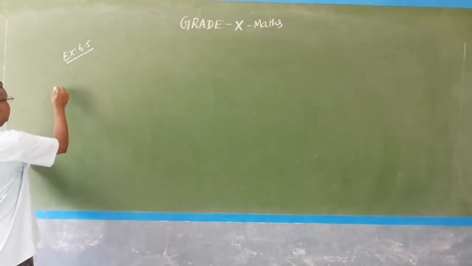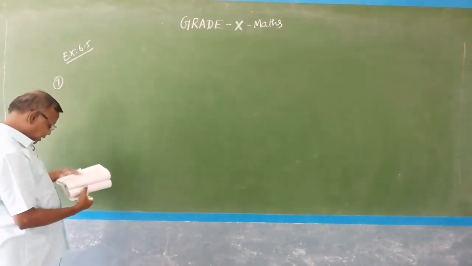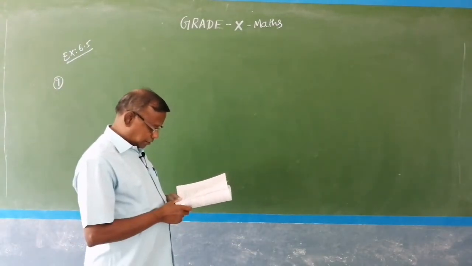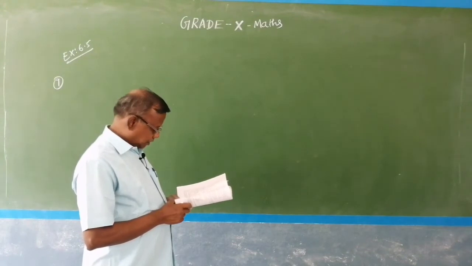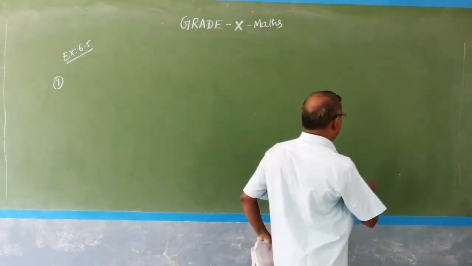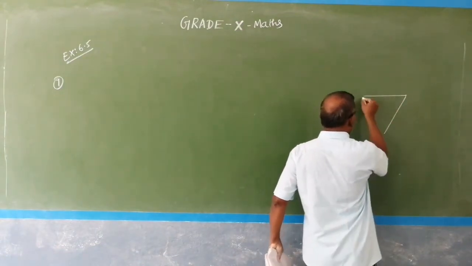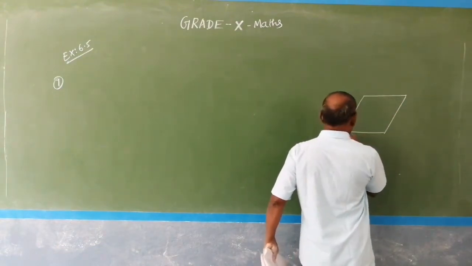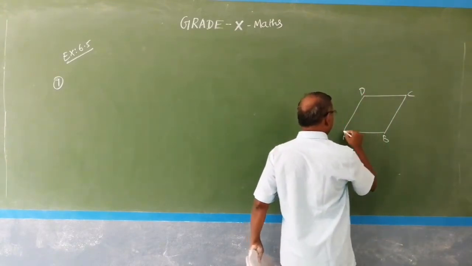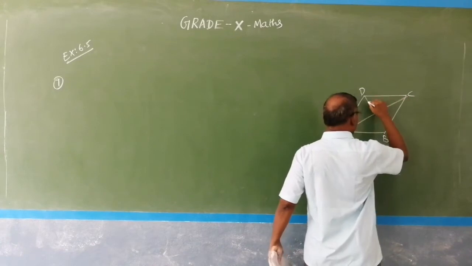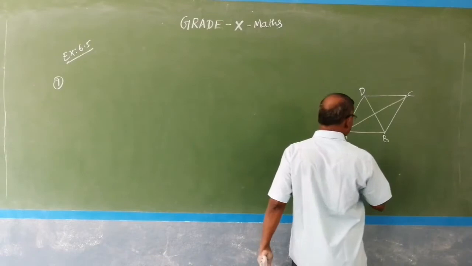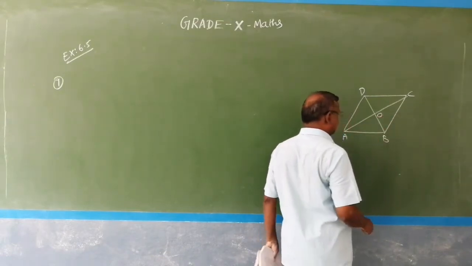Next, question number 7. Prove that the sum of the squares of the sides of a rhombus is equal to the sum of the squares of the diagonals. Let us draw a rhombus. ABCD is a rhombus in which AC and BD are diagonals. Let them intersect at O.